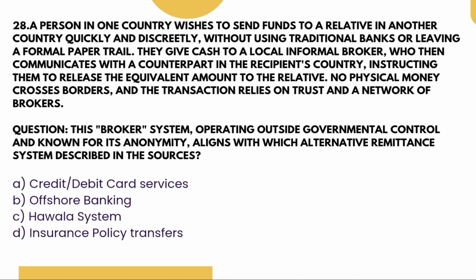So the question is, this broker system operating outside governmental control and known for its anonymity aligns with which alternative remittance described in the sources? The options are credit or debit card services, offshore banking, Hawala system, insurance policy transfers. The answer is C, Hawala system.